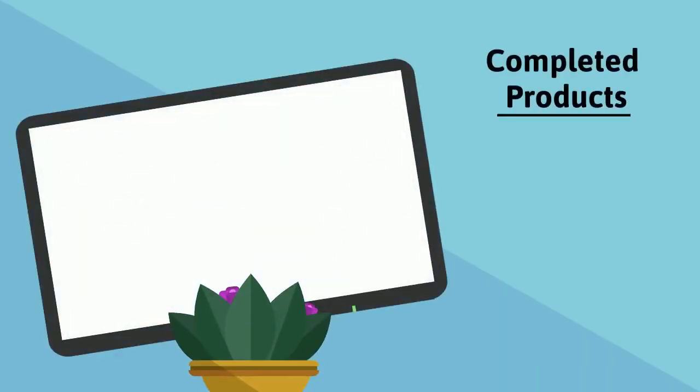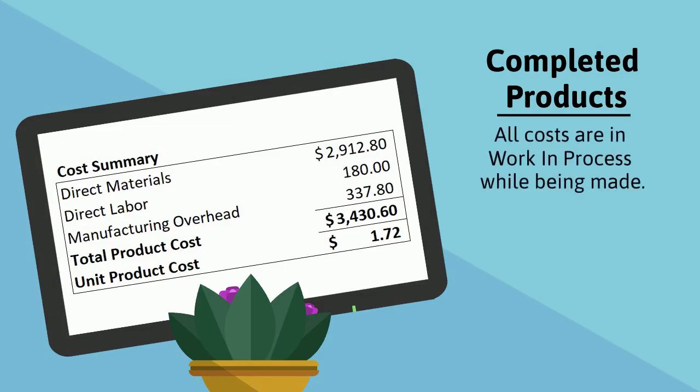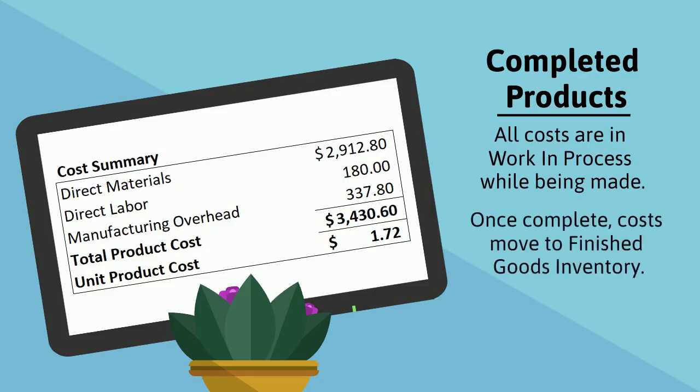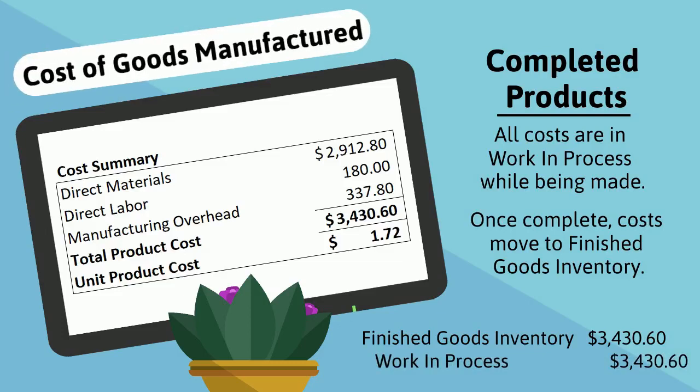By the end of this period, we have finished one of our orders. Hooray! It's our order of 2,000 lavender candles that we filled out the job cost sheet for in a previous example. Here's the cost summary for that particular job. All the costs shown have already been accumulated and recorded in work in process. We're done with this job, so now we want to move it out of work in process, since it's no longer in process and being worked on, and move it to finished goods inventory, since it's complete and ready to sell. We will increase finished goods inventory and decrease work in process. To do that, we will debit the total cost of this completed job to finished goods inventory, a total of $3,430.60, and credit this amount to work in process. The cost of completed jobs are called cost of goods manufactured.